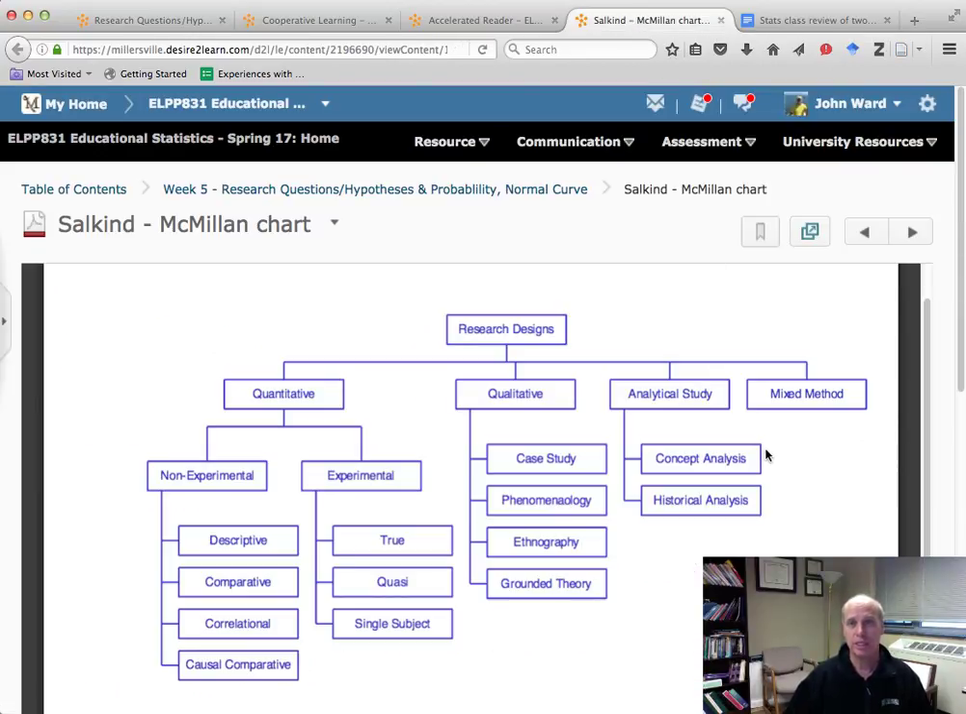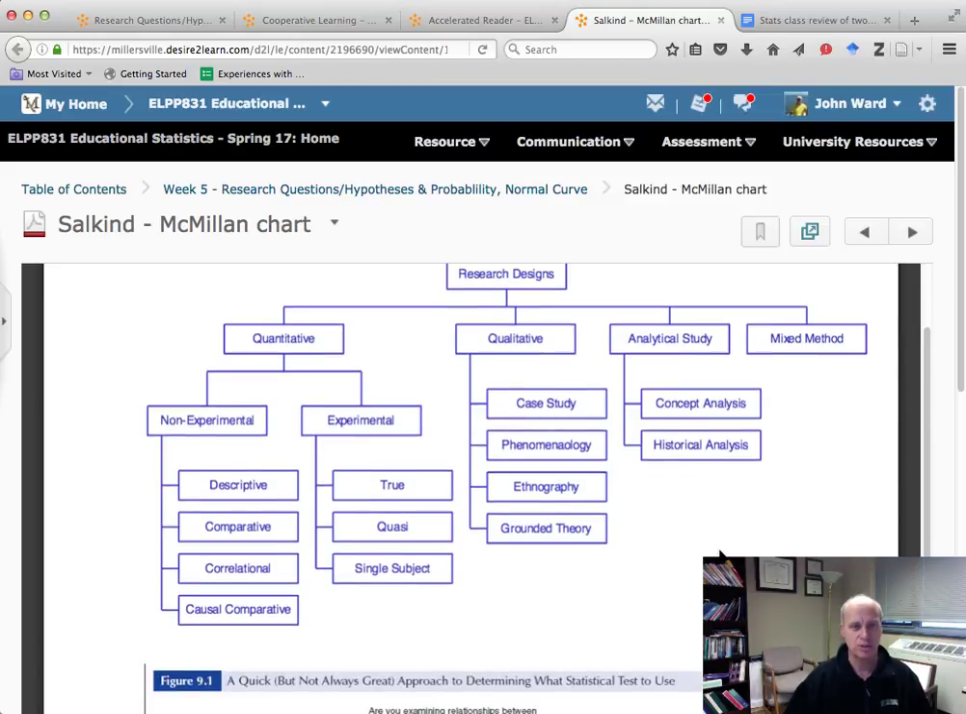I've got those in a PDF, I guess it is, in the module. So when I say research design, this is what I'm referring to. And of course, these are both quantitative studies because this is a stats class, or actually the accelerated reader. They both may have some qualitative aspects to it, but they do have quantitative aspects as well.